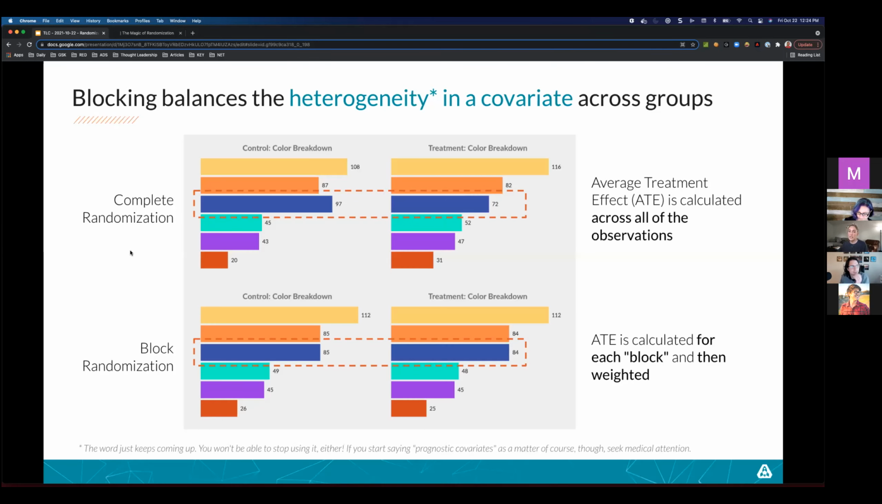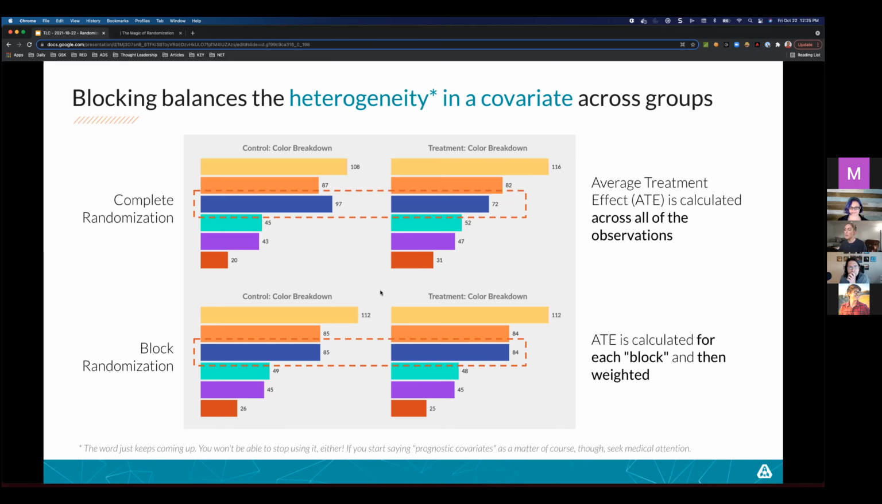And so really here, blocking is going to help us balance that heterogeneity we see in certain covariates across groups, and groups as in assignment groups. So in this top row here, this is complete randomization. Here's our control group, here's our treatment group. And you can see that across each color, it's not the exact count. They're slightly differing. And what would happen is if we ran the test like this, then we would just look at the average treatment effect calculated across all the observations.